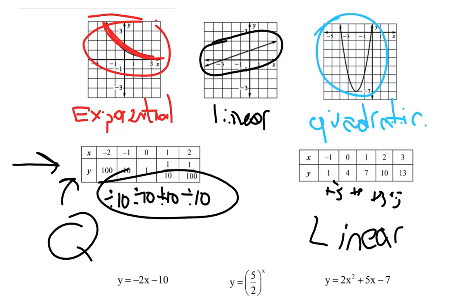And then the last way that we'll have to distinguish them is just by what their function itself looks like. If I have y equals negative 2x minus 10, I can see my x value, the highest exponent is a 1, so I could say this one's going to be linear. For y equals 5/2 to the x power, I can see my variable is in the exponent, which makes this exponential. And the last one, I have 2x squared plus 5x minus 7. Since I have an x squared and that's my highest exponent, that one is quadratic.